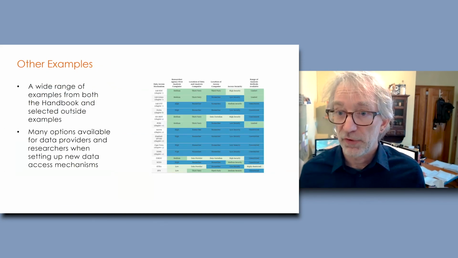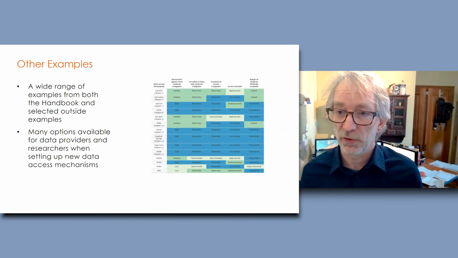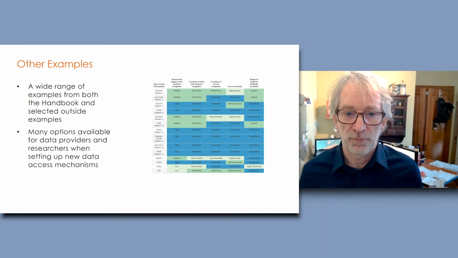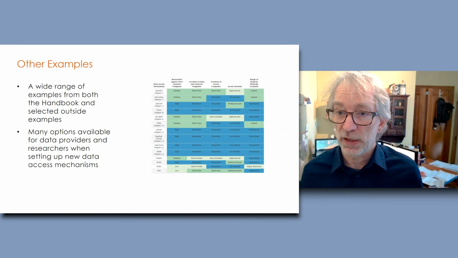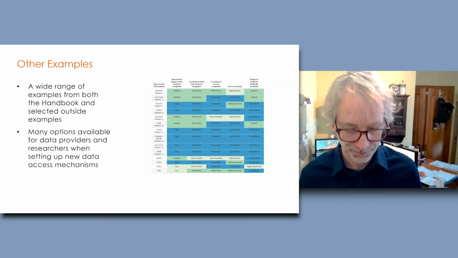There are other examples in the handbook. Each chapter has a discussion of these access methods, a discussion in particular of what they consider to be safe settings under the 5 safes framework. There's a summary table that Jim and I put together that is our take on what these are, classifying them into our system, that you can see in the chapter itself.